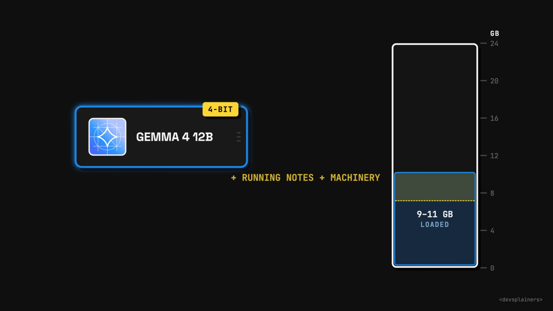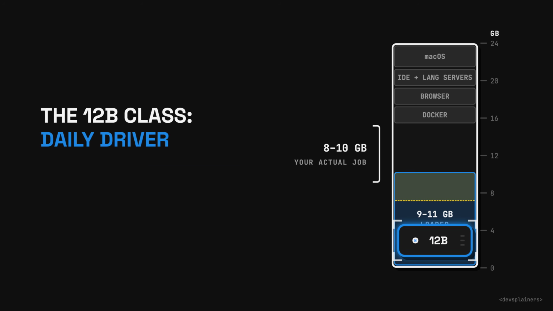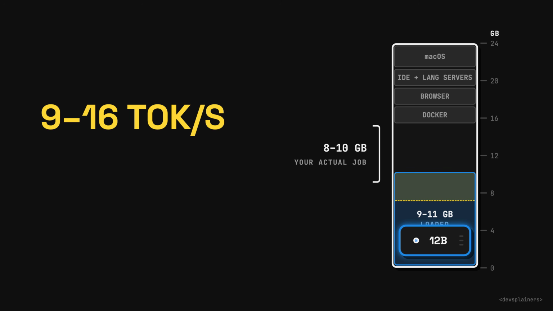Your Mac still has to hold macOS, the IDE with its language servers, a browser and whatever Docker is incubating, all from the same unified memory pool. Plan to leave 8 to 10 GB for your actual job, and the 12 billion class becomes the daily driver on a 24 GB machine at roughly 9 to 16 tokens per second on an M3 Air.